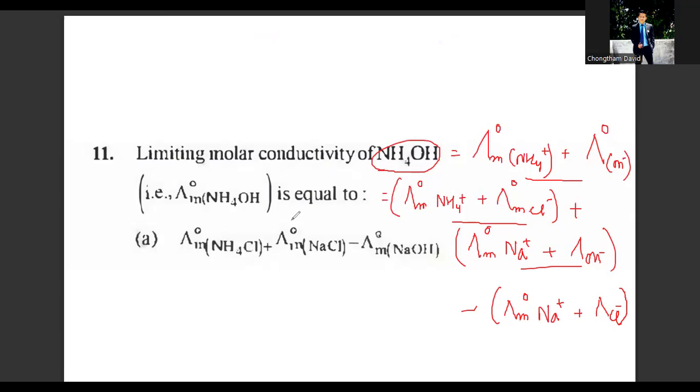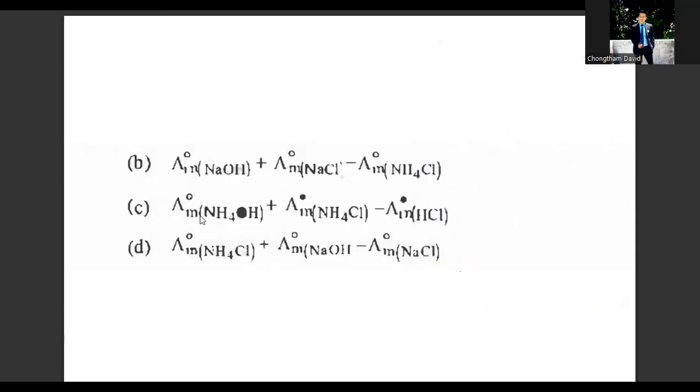So the first option is not the correct answer because sodium chloride is going to get a negative quantity. So the answer would be ammonium chloride plus sodium hydroxide minus sodium chloride. Let us see the remaining options for question number 11. Yes, B, C, and D. So D is the correct answer because it matches with what we have just calculated. I hope it is understood.